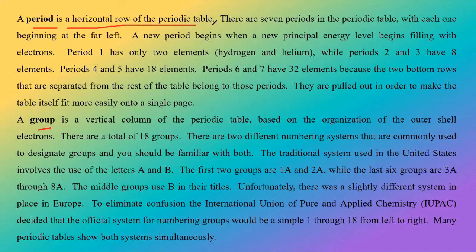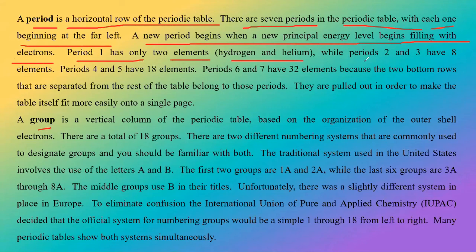He had already given the concept of groups and periods. A period is a horizontal row of the periodic table. There are 7 periods in the periodic table, with each beginning at the far left and ending at the far right. A new period begins with a new principal energy level with electrons. Period 1 has only 2 elements, hydrogen and helium. Period 2 has 8 elements. Periods 4 and 5 have 18 elements, and 6 and 7 have 32 elements.